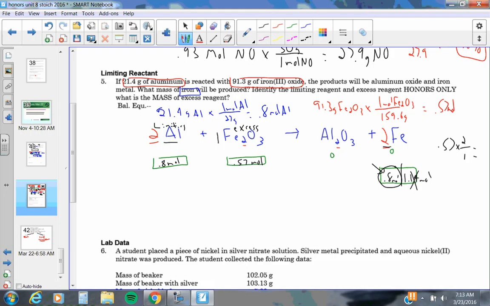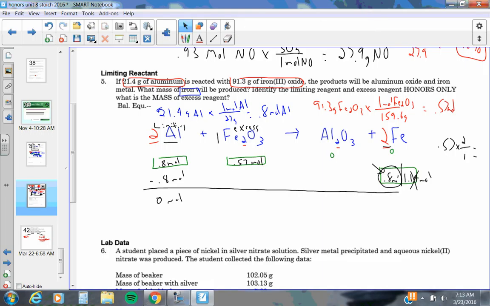If my limiting reagent is aluminum, I'm going to use it all up, minus 0.8 moles. When I'm all done, I'm going to have 0 moles left. I'm not going to use up all of my iron 3 oxide. I'm going to have some extra. Now I'm going to try to determine how much extra. Since I know I'm limited, I'm only going to make 0.8 moles, so I'm going to figure out how much iron 3 oxide I actually have to use.